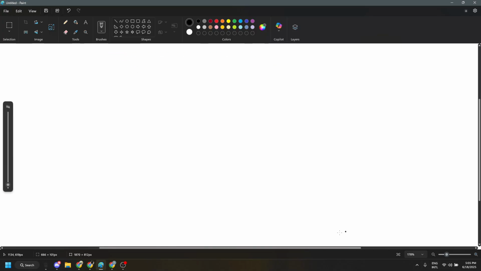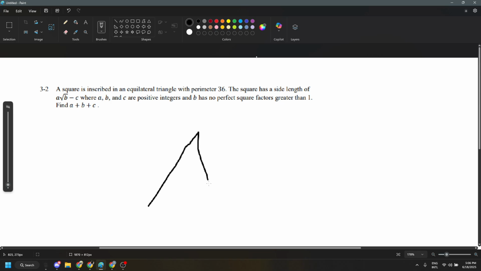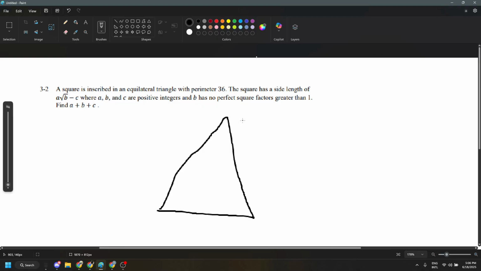A square is inscribed in an equilateral triangle with perimeter 36. The square has a side length of a root b minus c, where a, b, c are positive integers and b has no perfect square factors greater than 1.